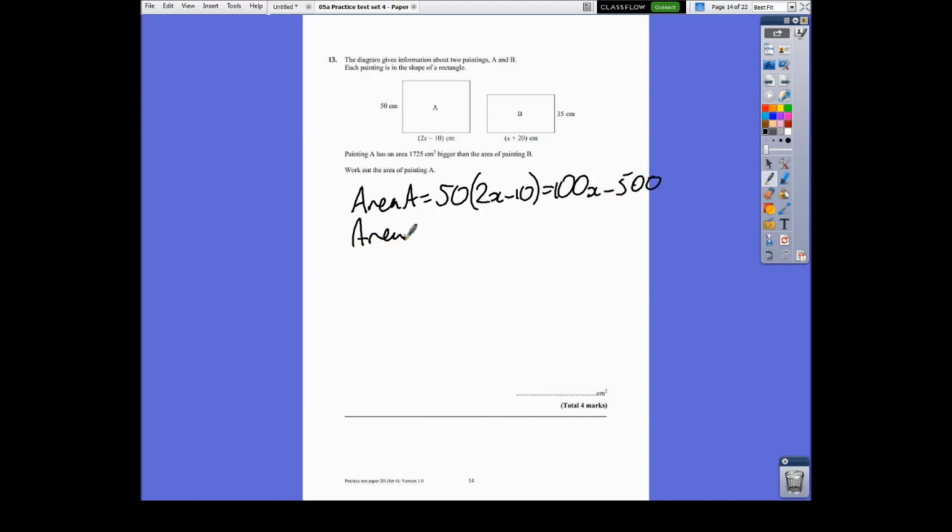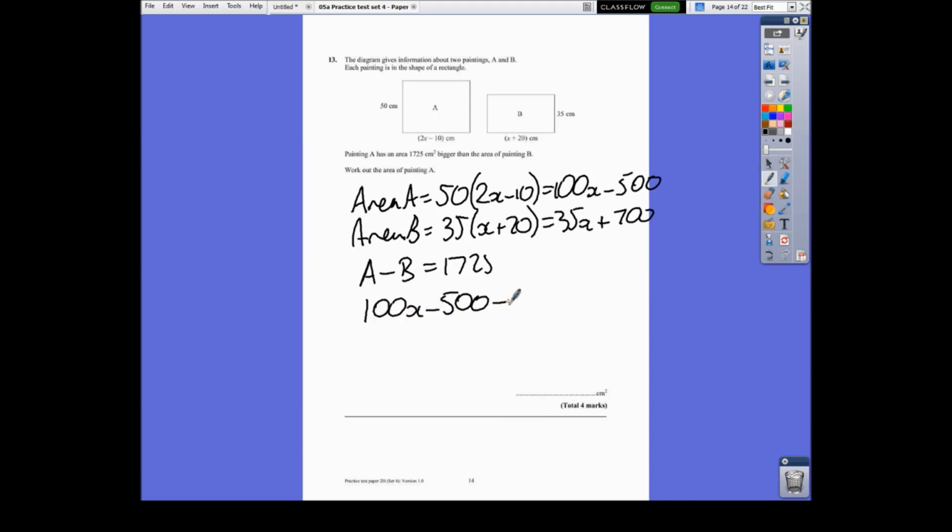Area of B is 35 times x plus 20, which is 35x plus 700. We know that the difference between the two, so A take B, is 1,725. So if we take these away from each other, 100x minus 500, and we take away from that 35x plus 700, but if we're taking away plus 700, that'd be like minus 700. That would be equal to 1,725. Simplifying that out, we get 65x minus 1,200 equals 1,725.